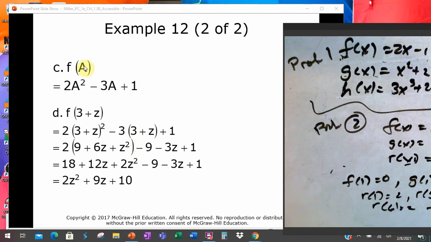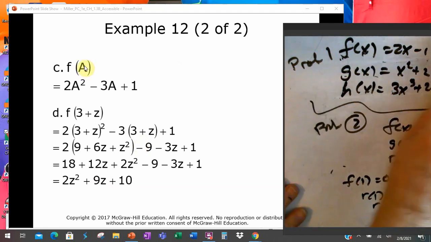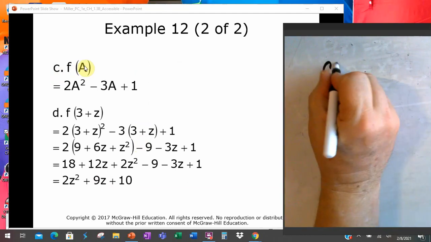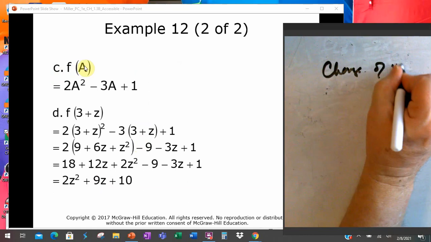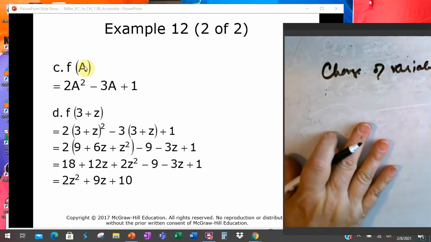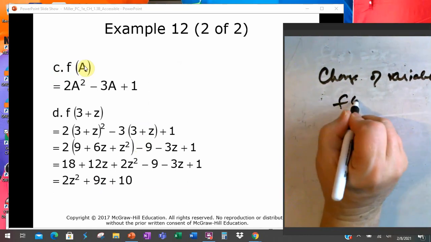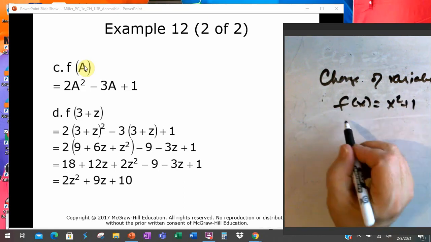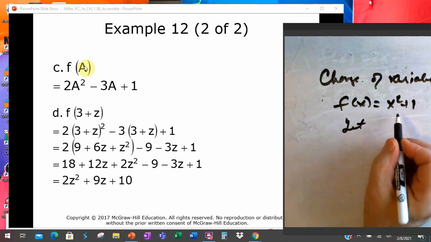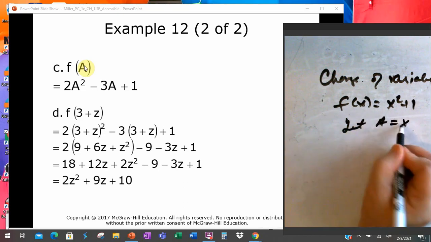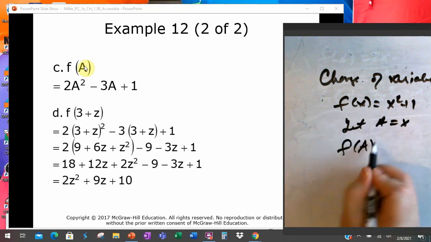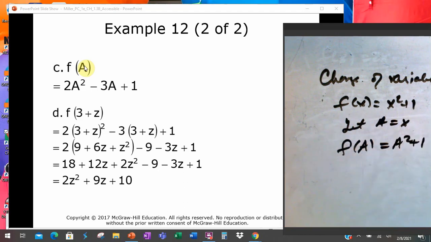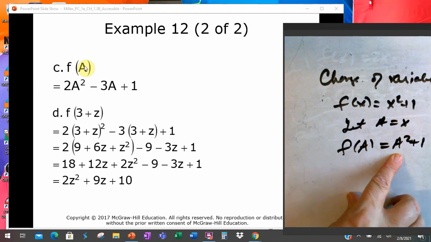Sometimes it just goes to a different variable. So I could start out with one variable. This is called change of variable. Okay, so I have some function, f of x is x squared plus 1. Basically I'm saying let a equal x, and then I want to evaluate that. So I'm going to use this in here. That's just a squared plus 1. And now you have to give me the a.